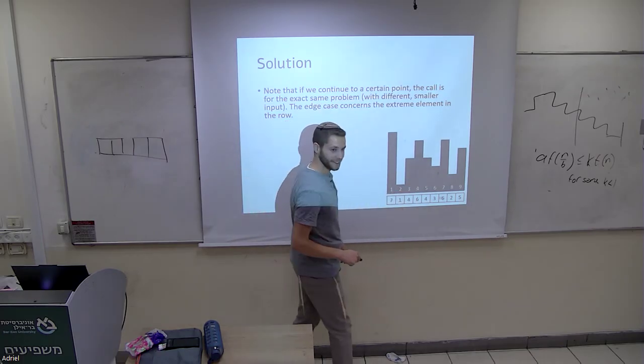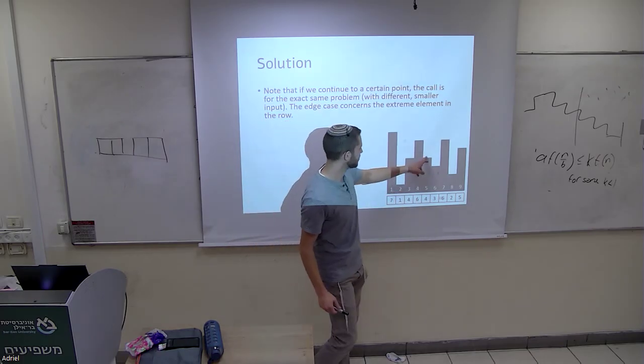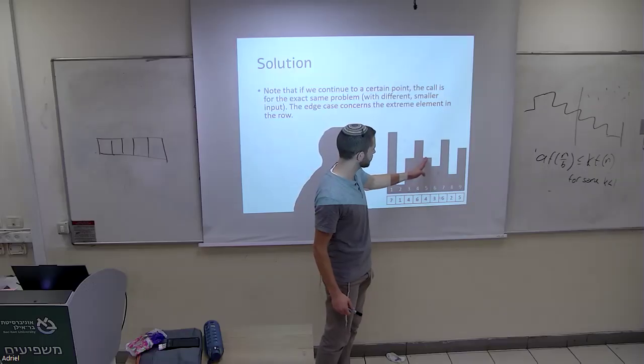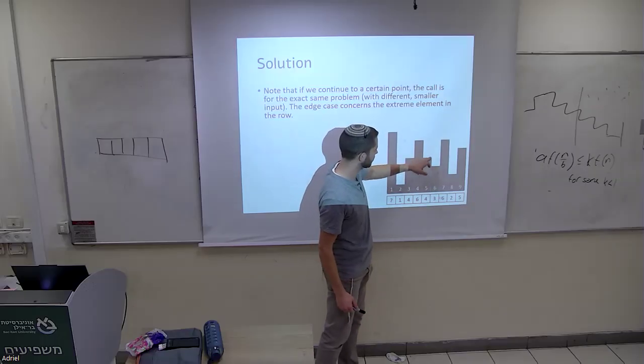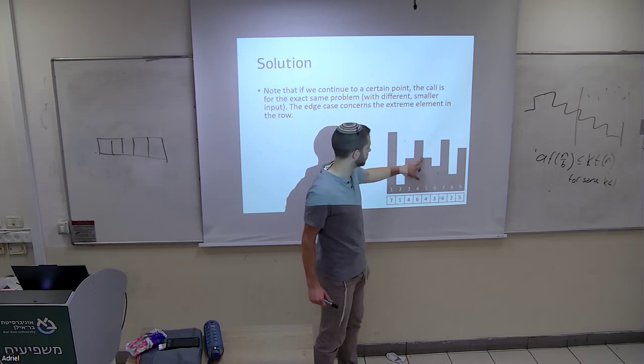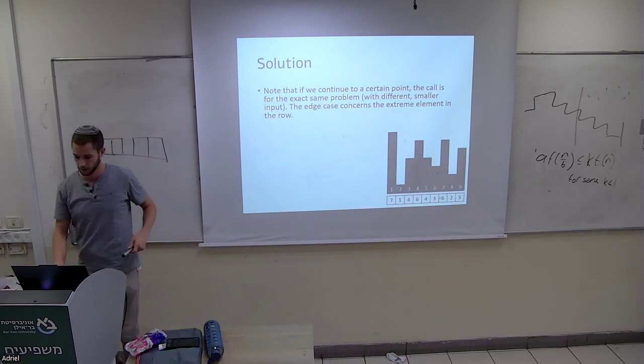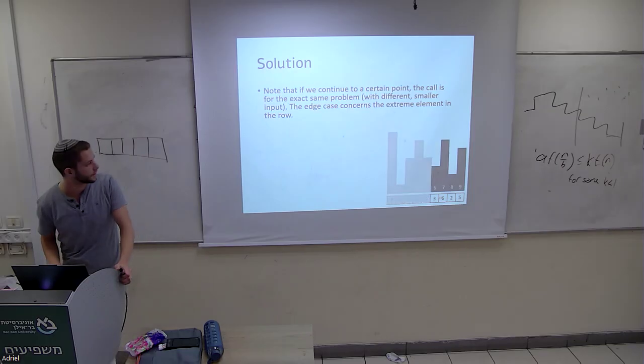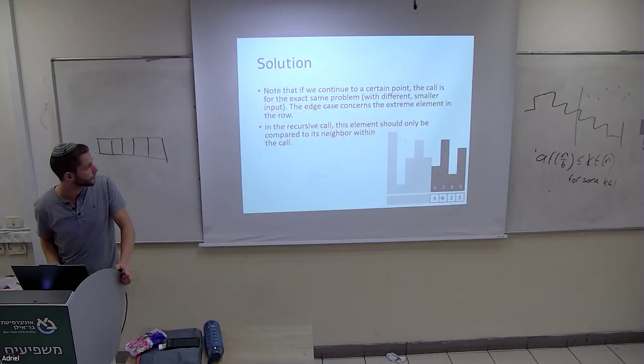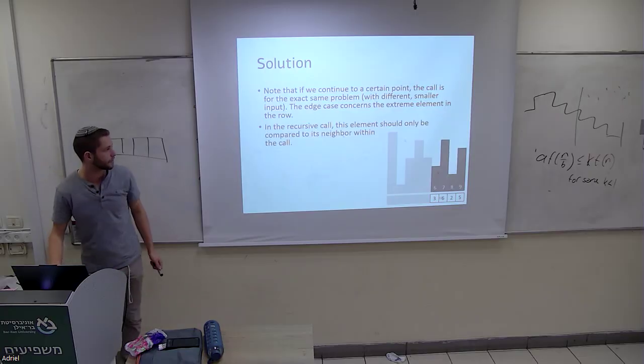We go to the middle element. If this building was taller, we'd have defined a puddle and returned it. But because this side is smaller, we recursively operate on that side. So we take the middle of here, and in the recursive call this element shall only be compared to the neighbor.